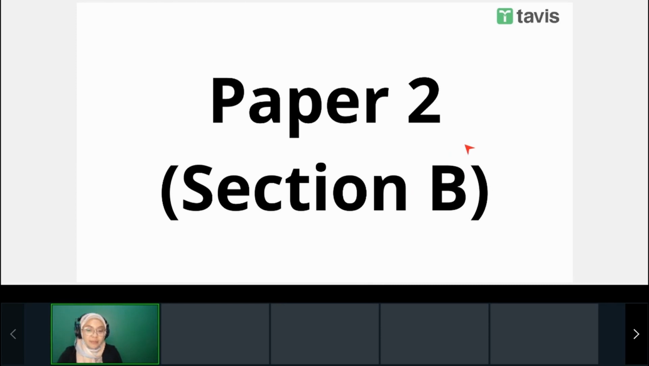Okay, let's see question B. Question B is all about theory and application questions. If you don't read, you won't get it. So that's why you have to attend my class, Teacher Suhada's class, because I'm going to cover the topics you already learned from Form 4 until Form 5. 21 topics will be covered within 20 hours in these 10 days. Okay, let's go to the question.